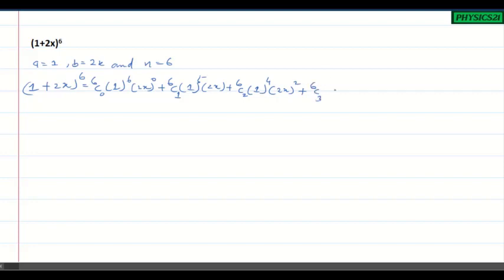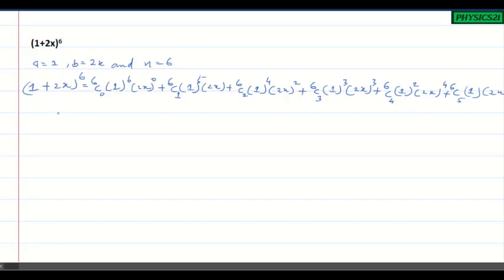The next term, 6C3 1^3 and (2x)^3. And next term, 6C4 1^2 and (2x)^4. And next term, 6C5 1^1 and (2x)^5. And the last term, 6C6, so 1^0 and (2x)^6.